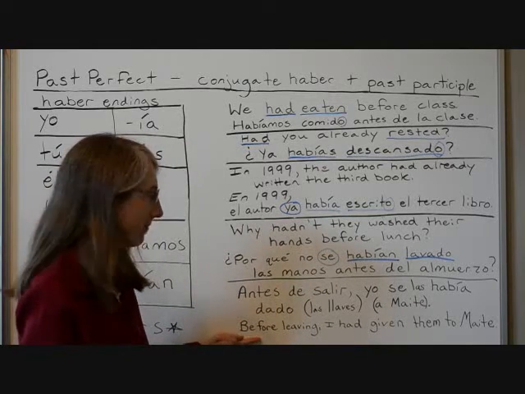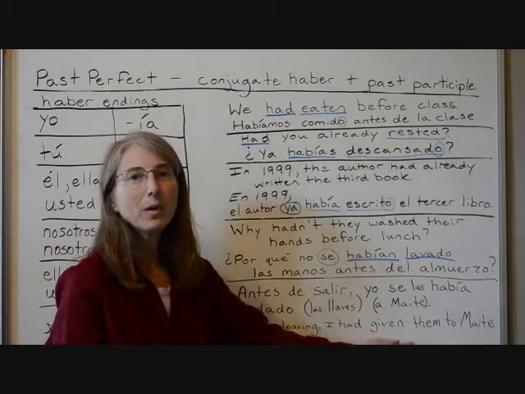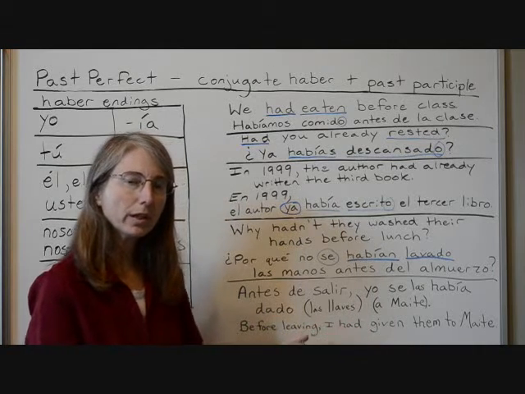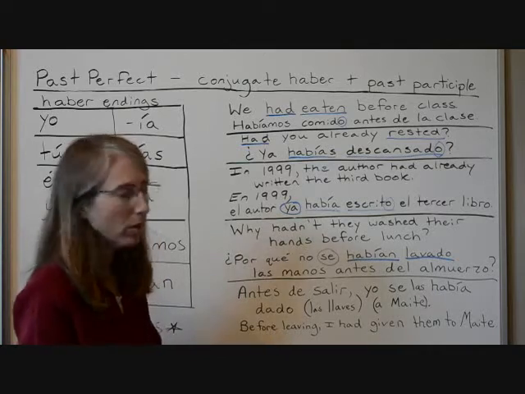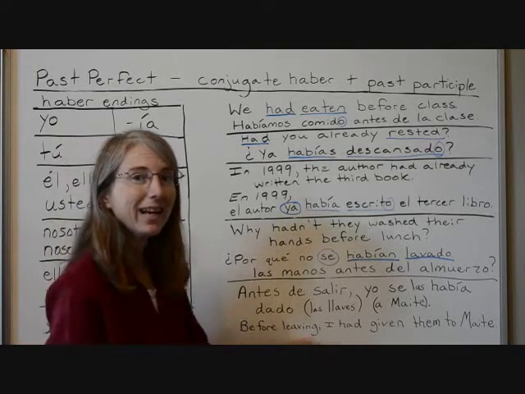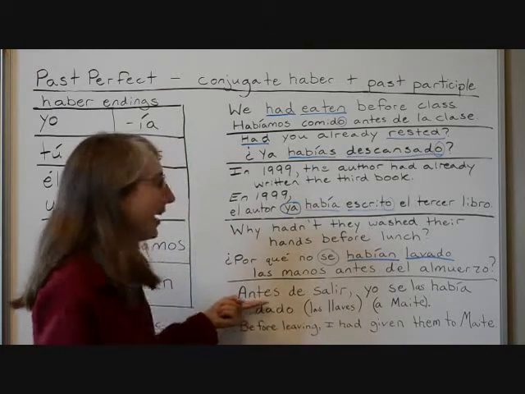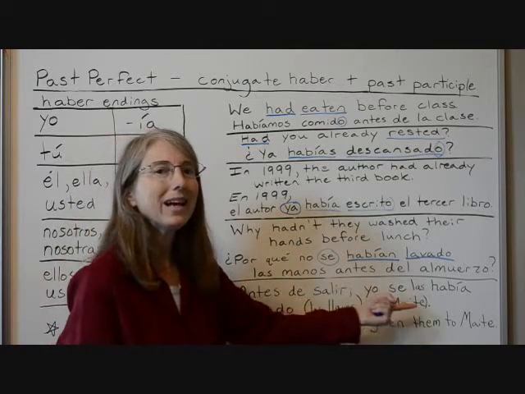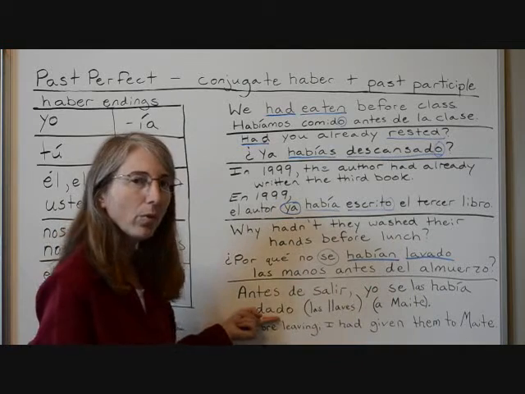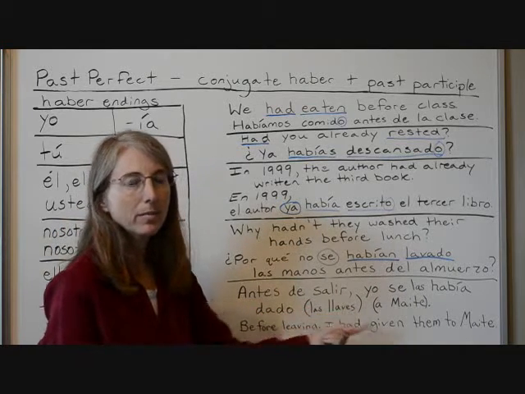Before leaving, I had given them to Maite, and let's say we're talking about my car keys. So we're going to look at where some of these direct object and indirect object pronouns go. Before leaving, I had given them to Maite. Antes de salir, yo se las había dado las llaves a Maite.